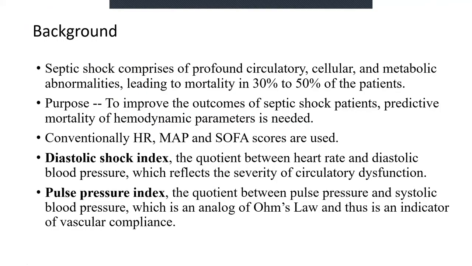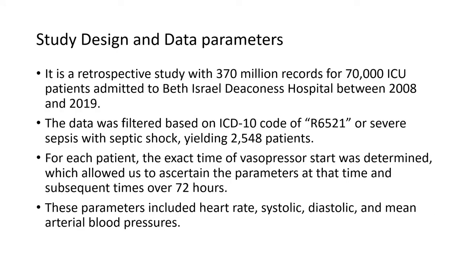So background-wise, septic shock comprises circulatory and metabolic abnormalities and has a mortality rate above 30 to 50% worldwide. The purpose of this project was to improve the outcomes of septic shock patients. We need predictive mortality of the hemodynamic parameters. Conventionally, we use heart rate, MAP, SOFA scores. Even APACHE II uses heart rate and MAP. But we wanted to use diastolic shock index and pulse pressure index and to see if there's an association.